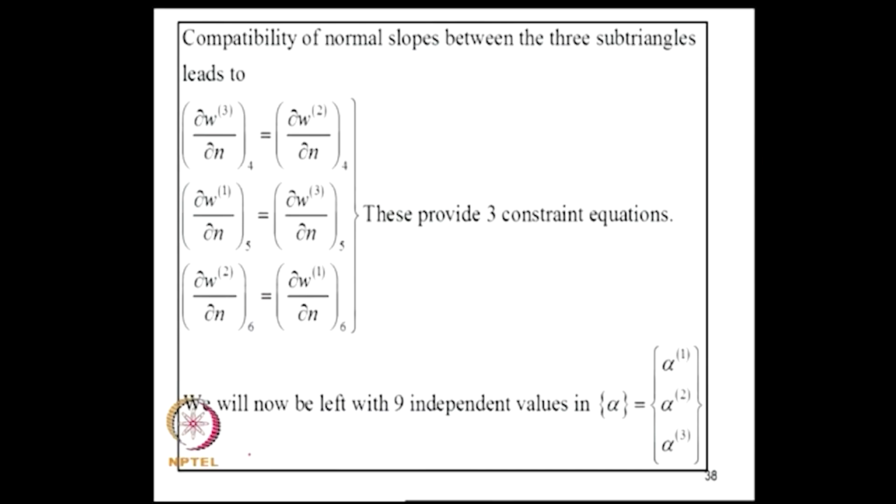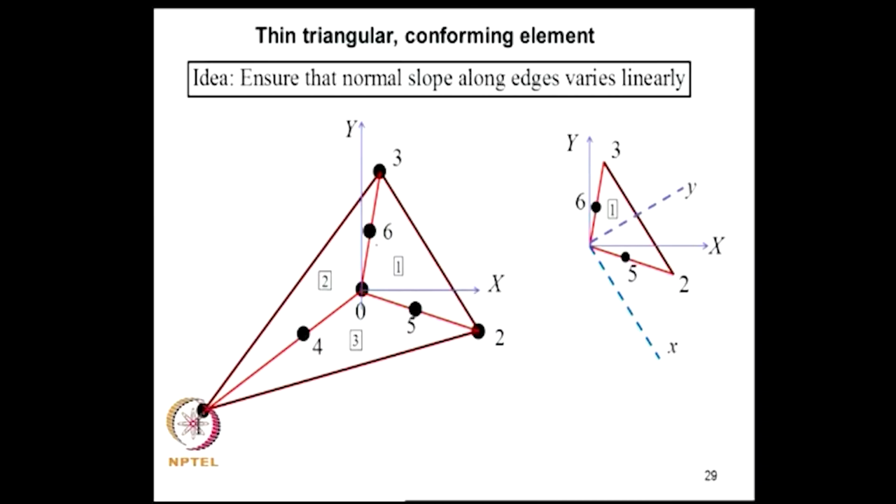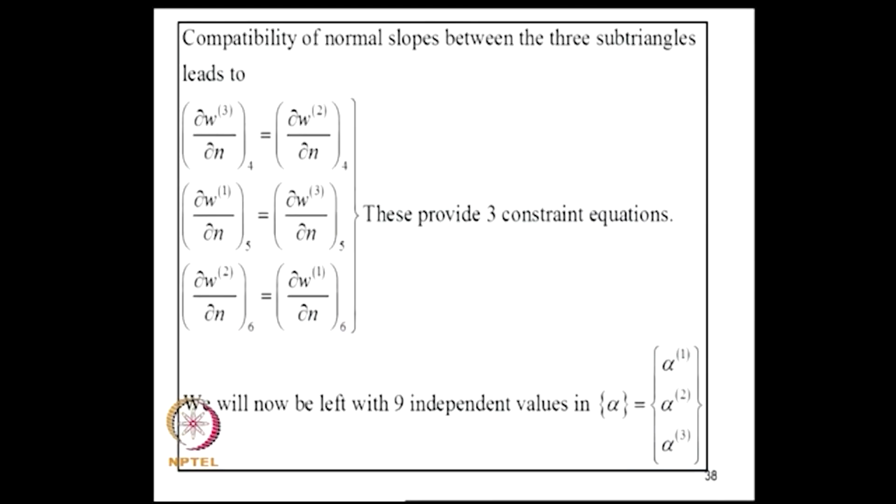Now, similar quantities can be computed for the other 2 elements also, for elements 1, 2, 3 at nodes 5, 4, 5, 6. I am talking about nodes 4, 5 and 6 and the normal slopes viewed from element 2 and element 3, this way and this way and this way and this way. So, this slope and this slope. Now, by equating them we get 3 more constraint equations.